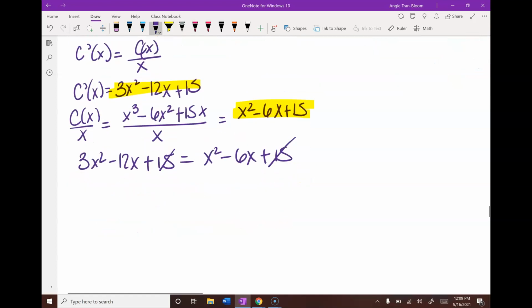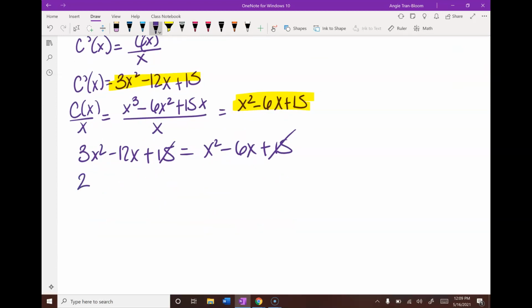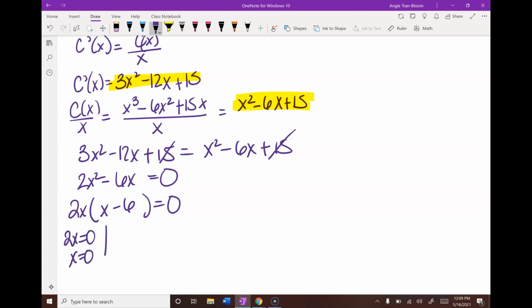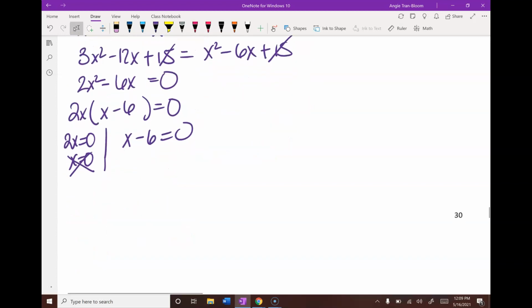The 15 will cancel. Move the x squared over, so we have 2x squared. Add 6x to both sides. That's 6x equals 0. Looks like we can factor out a common factor of 2x. So we're going to end up with x. Ooh, sorry. This is a minus 6. So x minus 6. So 2x equals 0, x is going to come out to be 0, and again, it doesn't make sense to make 0 items, right? So in this context, we can ignore 0. Then we're going to solve for x over here. We have x equal to 6.